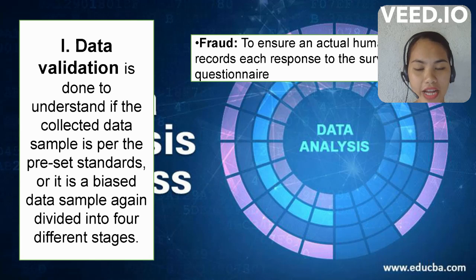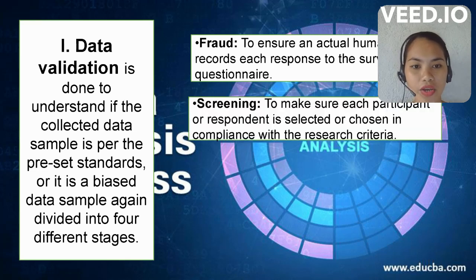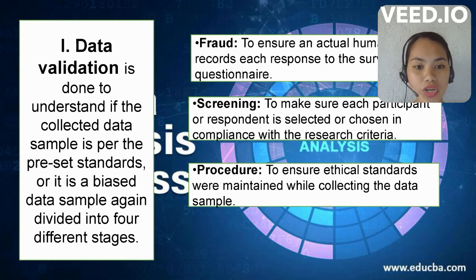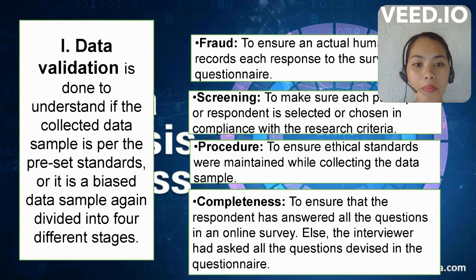So you have there fraud, to ensure that each response is an actual record. So that is the first stage, fraud. Second, you have there screening, to make sure each participant or respondent is selected in compliance with the research procedure to ensure ethical standards, and completeness, to ensure that the respondent has answered all the questions in an online survey. So those are the four different stages for data validation. So you have to take note also of that.